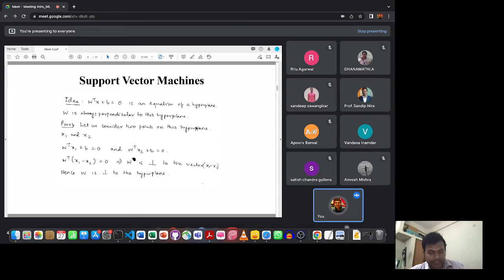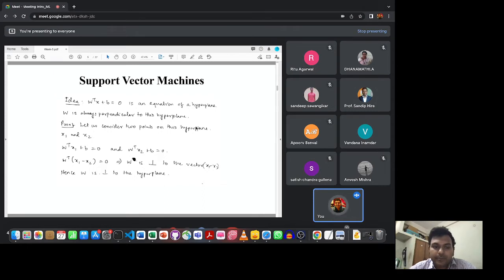So W transpose x1 minus x2 can be broken up as the norm of W into the norm of x1 minus x2 into the cos of the angle between W and x1 minus x2. W is non-zero in this case because otherwise it is a trivial thing. And x1 minus x2 will also be non-zero because they are two different points on the same hyperplane, and therefore the cos theta has to turn to 0, which is why we can say that theta is equal to 90 degrees.